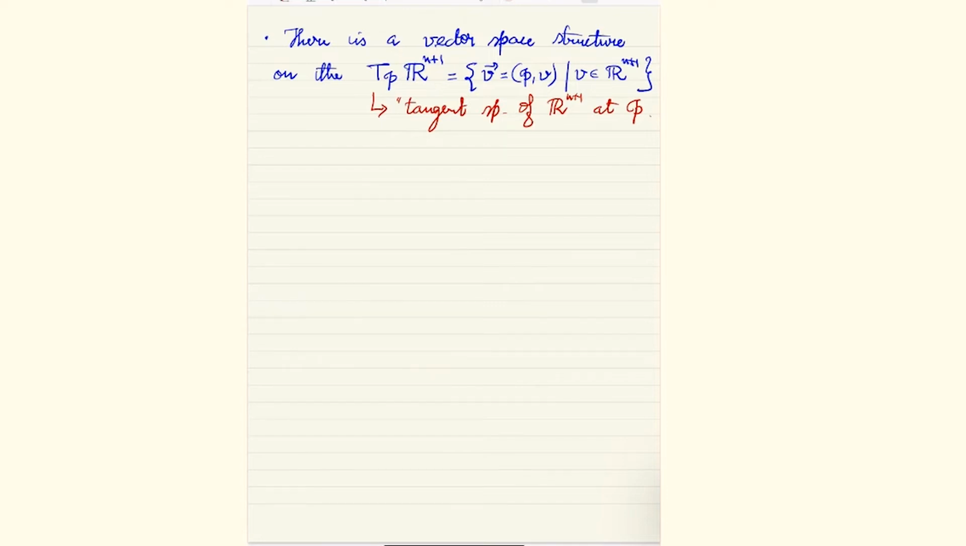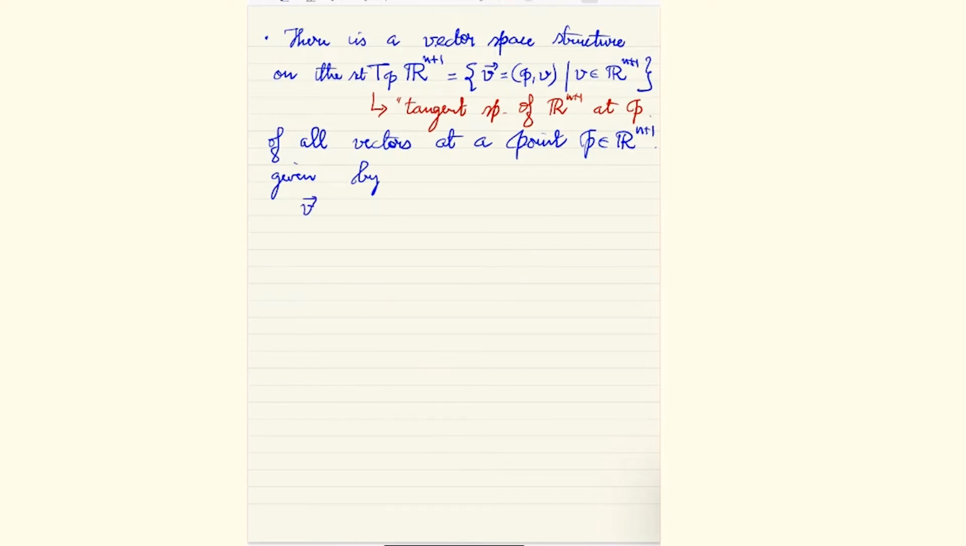So what is the set, of course, maybe I write it in words as well, of all vectors starting at P, at a point P. P itself, of course, is a point in Rn plus 1. So how is this vector space structure given? There's a natural vector space structure on Rn plus 1. This essentially inherits that. How?